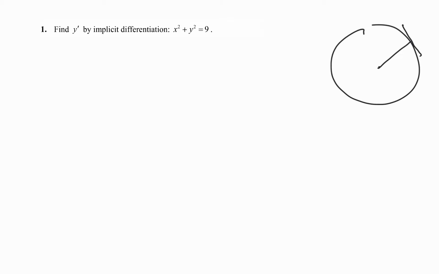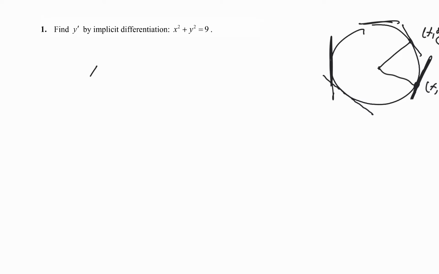Here, the slope is negative. Here, the slope is 0. Here, the slope doesn't exist. Here, the slope is negative, but here, the slope is positive. And what is the slope? The slope depends on the point x, y. So let's go to do the problem.